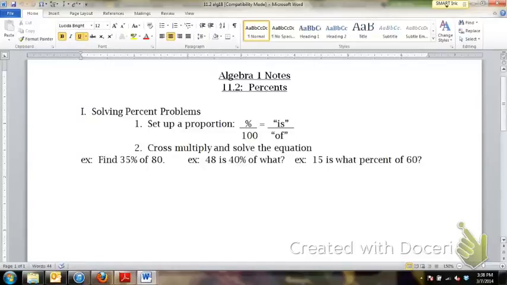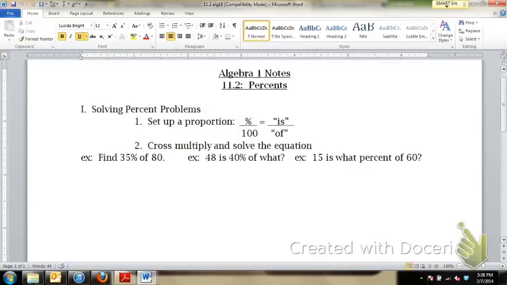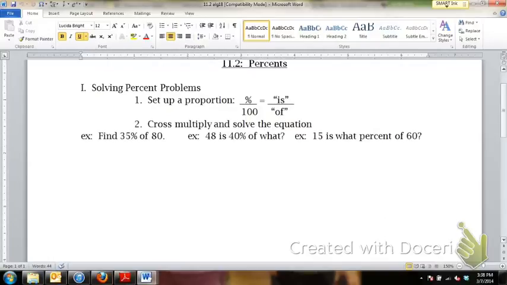In 11.2, we're going to take a look at percents. You've probably seen this before. We're going to set up a proportion, which is why it's in this chapter, and we're going to use this is over of equals percent over 100 thing. That's going to work for everybody. There are other ways to go about each of these problems, but based on what you're given in the problem, there's a whole different way to set up the problem. So I'm not going to show all that. This one way will work for all problems. Okay, so we're just going to stick with one method.